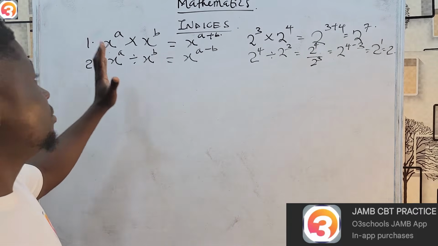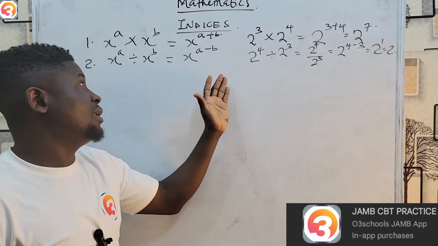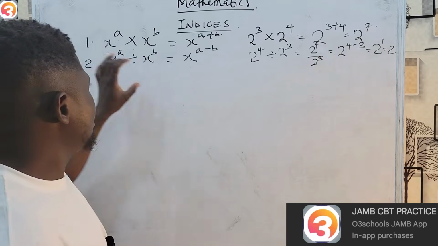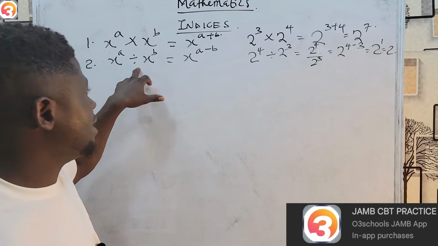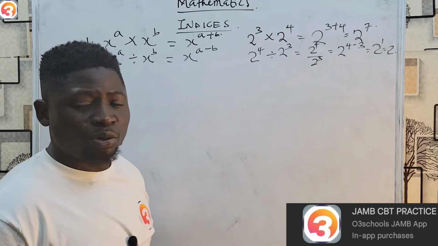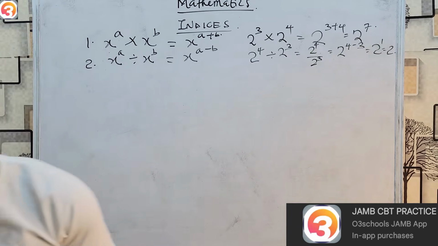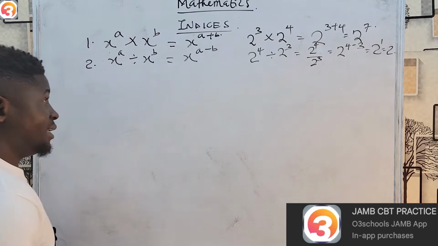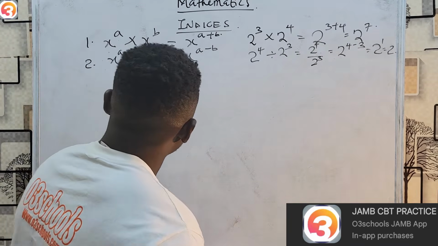So the first law: x to the power a times x to the power b gives you x to the power a plus b. The second one: x raised to the power a divided by x raised to the power b gives you x raised to the power a minus b. These are the first two simple laws that guide our indices. All right, now there's another law.